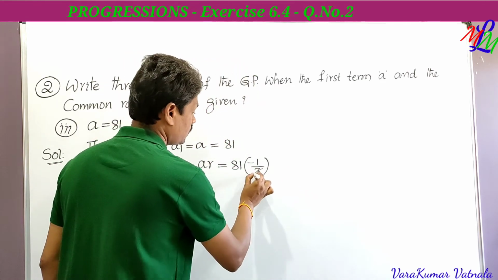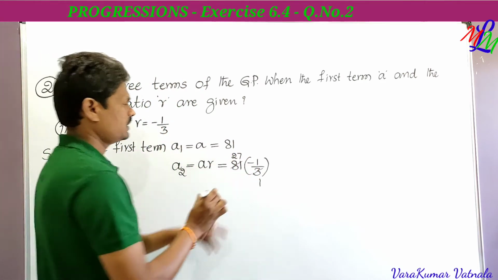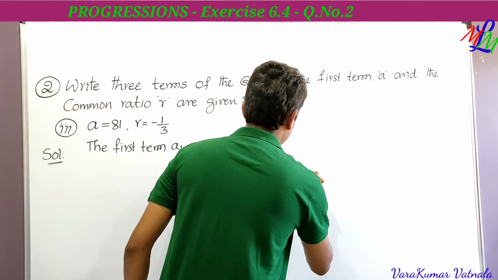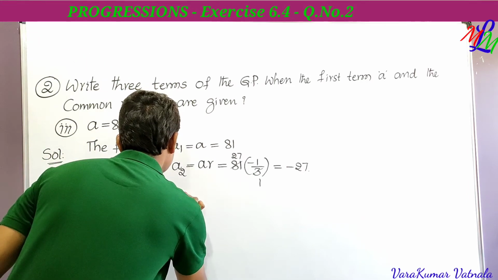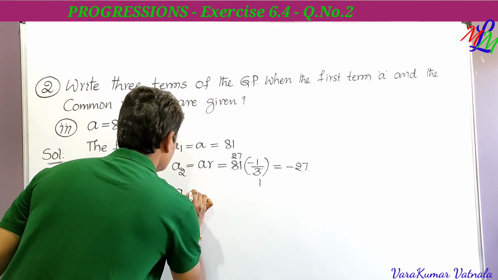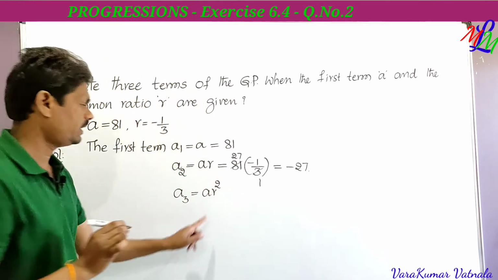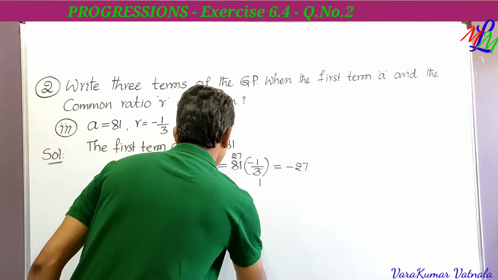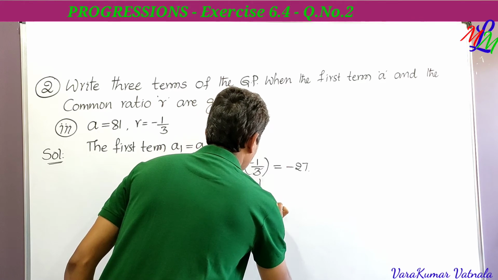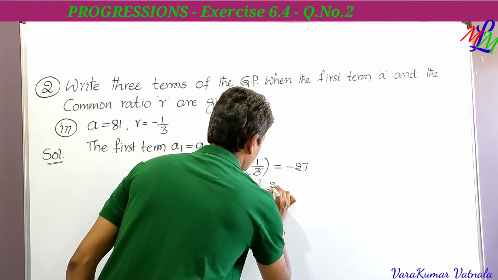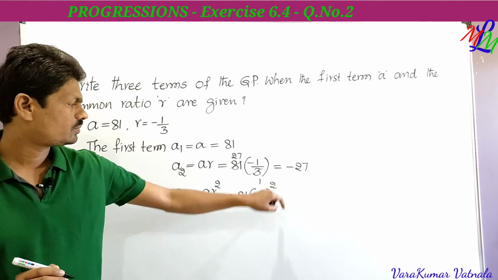So here we can cancel, 3 ones and 3 twos and 3 sevens. So 27 into minus 1, minus 27. This is a2. So next the third term is a3. So a3 can be written as a into r square. So again we have to substitute. The a value is 81 and the r value is minus 1 by 3 whole square.